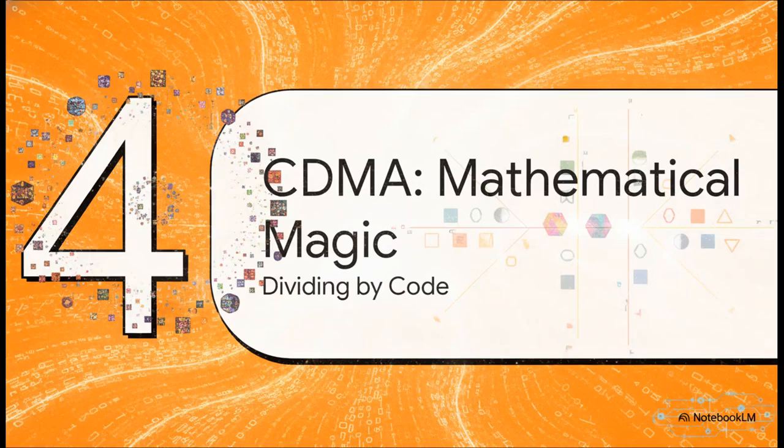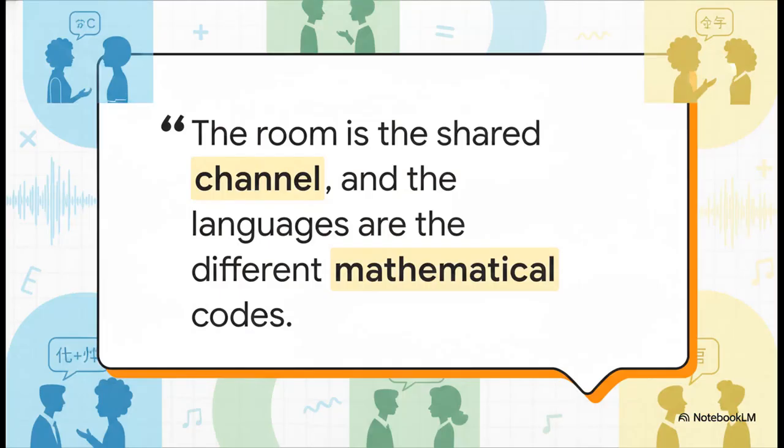Okay, now for the really cool stuff. Section 4, CDMA, the mathematical magic. We've thoroughly covered the physical domains of frequency and time, right? Now let's plunge into the abstract mathematical dimension.